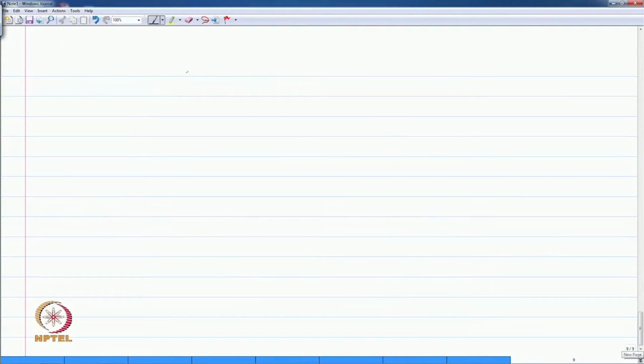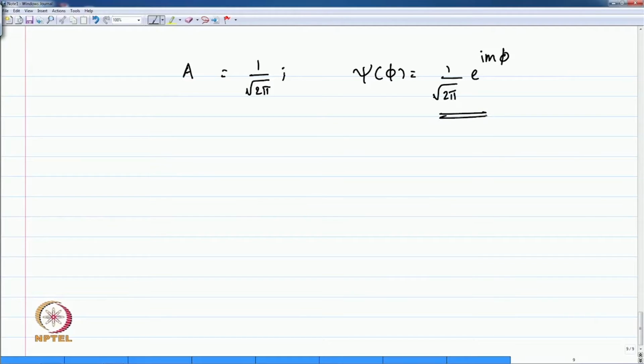So, you have a, we will take it as real, as 1 by root 2 pi. This is the normalization constant. Therefore, the wave function psi of phi is 1 by root 2 pi e to the i m phi. The normalization constant is independent of m, unlike the case of the harmonic oscillator, where you found that the normalization constant is also a function of the quantum number n, because of the Hermite polynomials involved. This is the wave function.